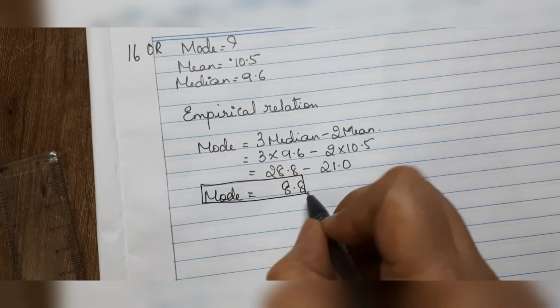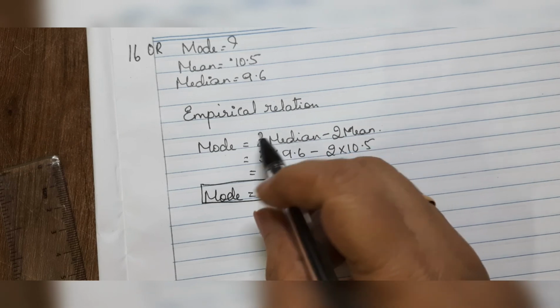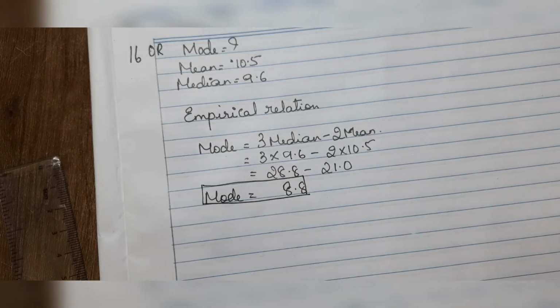Empirical formula can be written as 2 mean equal to 3 median minus mode as well. Whatever the question asks for you.